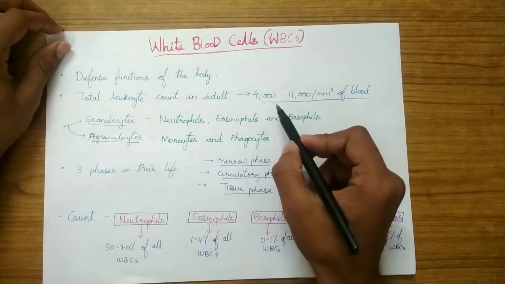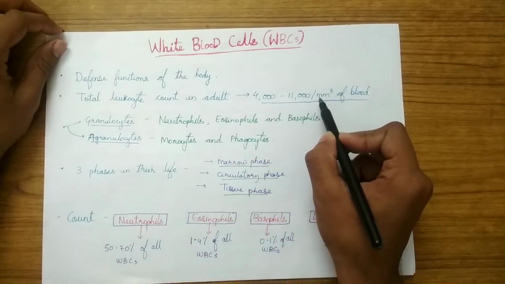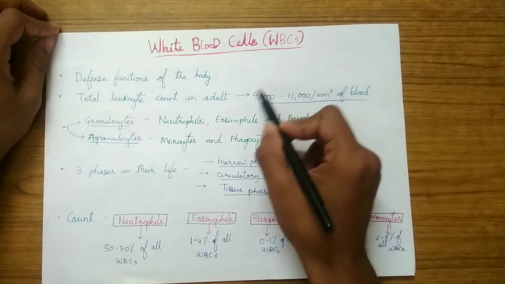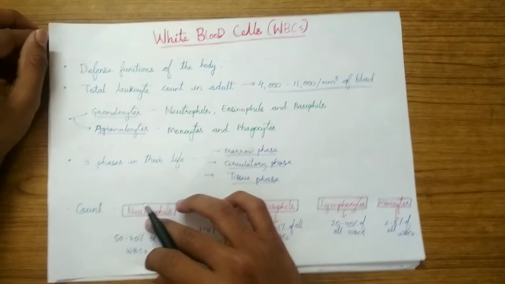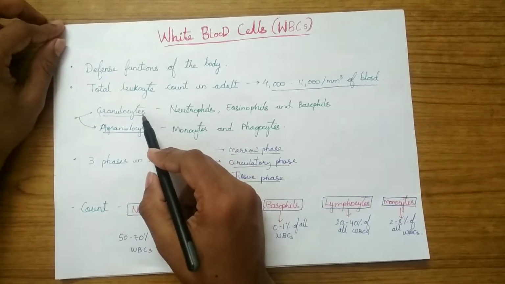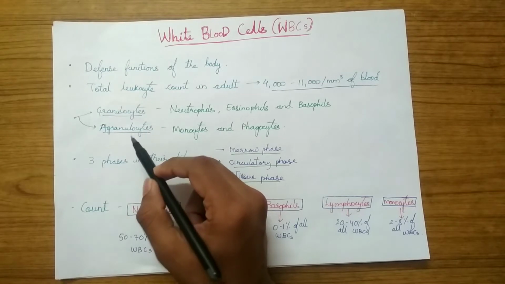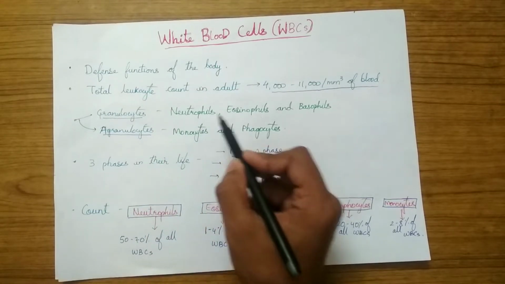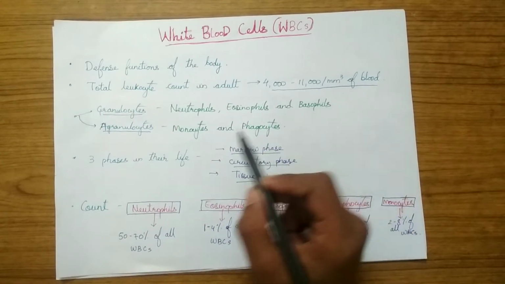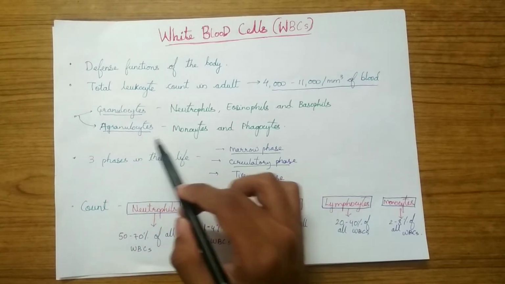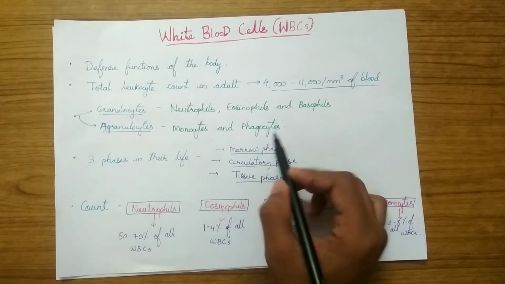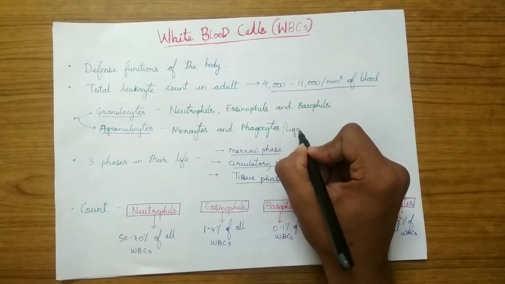The white blood cells participate in the defense functions of the body, and the total leukocyte count in an adult is 4000 to 11,000 per millimeter cube of blood. It is the normal value. The white blood cells can be divided into granulocytes and agranulocytes. Under the granulocytes there are neutrophils, eosinophils and basophils, and under the agranulocytes there are monocytes and lymphocytes.